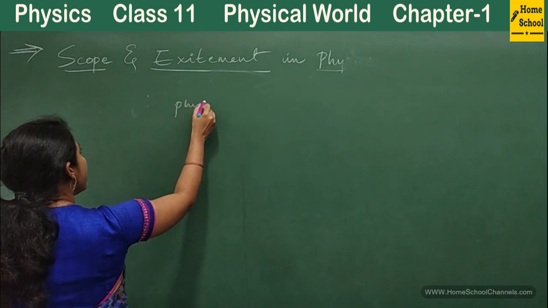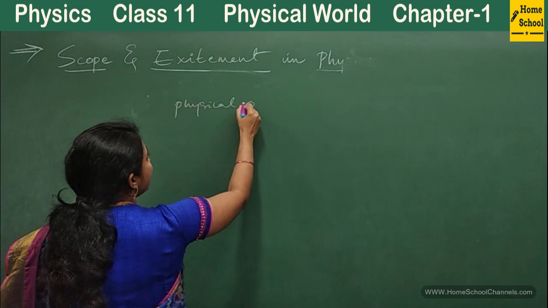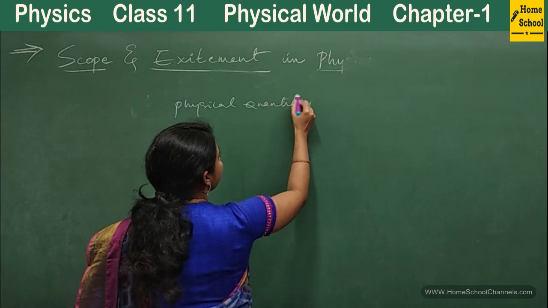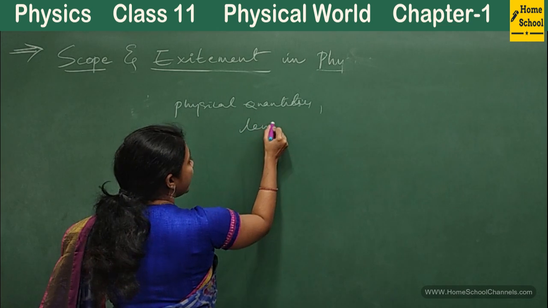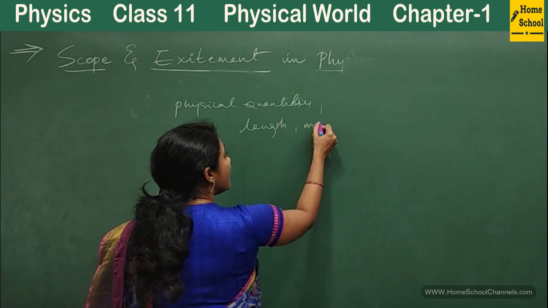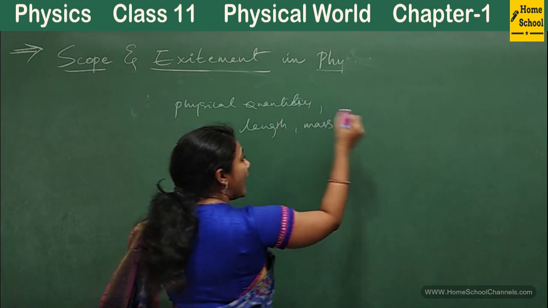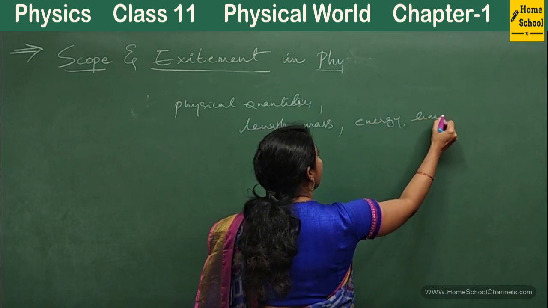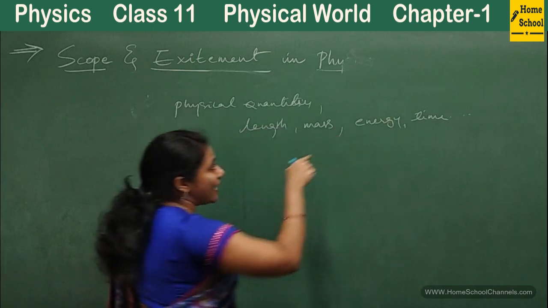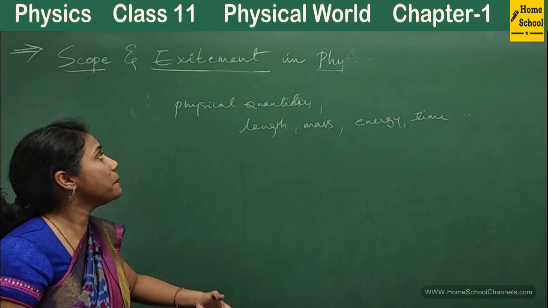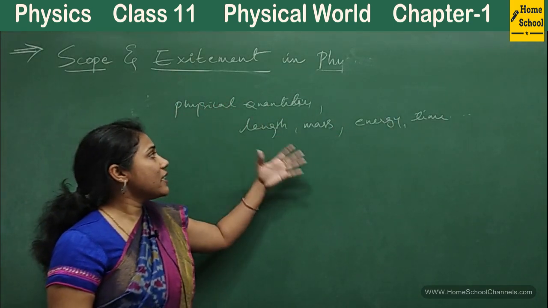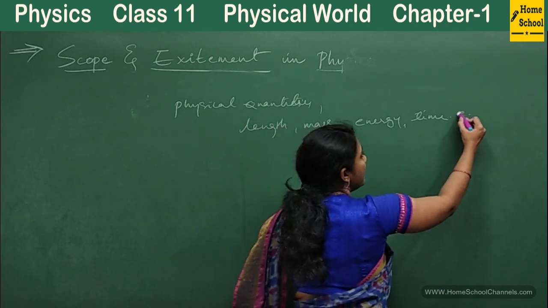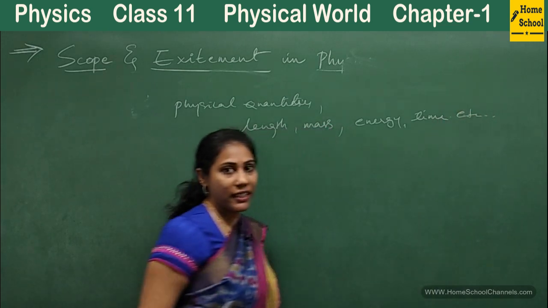Okay, what do you mean by physical quantities? Physical quantities are nothing but the length, right? Physical quantities like length, mass, we have something called energy, time. All the concepts, all the natural phenomena can be explained with the help of these physical quantities like length, mass, energy, time, etc. There are many more physical quantities actually, right?